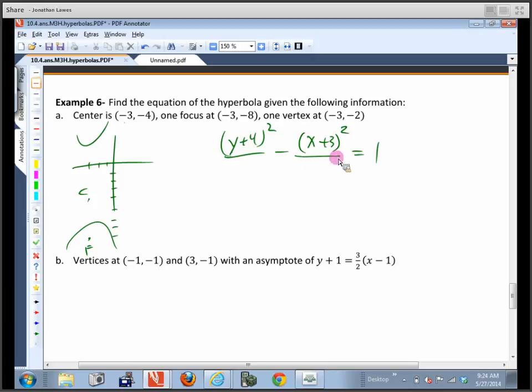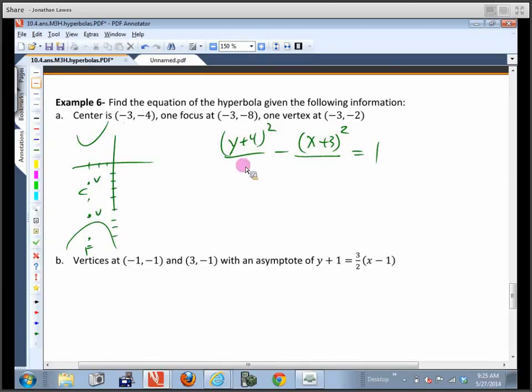Let's see. We use those two pieces of information. It says there's a vertex at -3, -2. There's a vertex right there. If there's a vertex at -3, -2, where is there another vertex? Yep, -3, -6. Okay, there's got to be one right there. Okay, so how far is it from the center to a vertex? 2 units, right? And that's in the vertical direction, so we're going to put that underneath here.